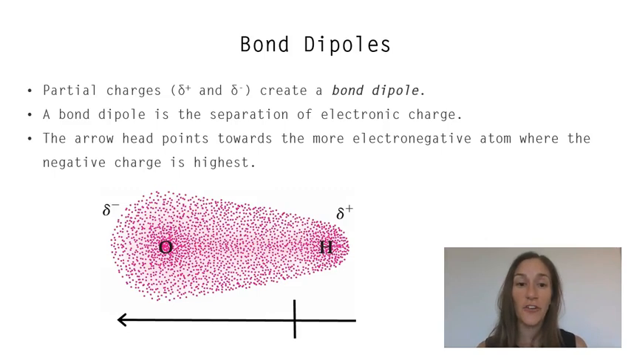Partial charges create a bond dipole. This is just the separation of electronic opposing charges, so the negative on one side and the positive on the other. A bond dipole can be represented by this arrow, with the arrow head pointing towards the more electronegative region and the other end of the arrow towards the more positive partial charge.